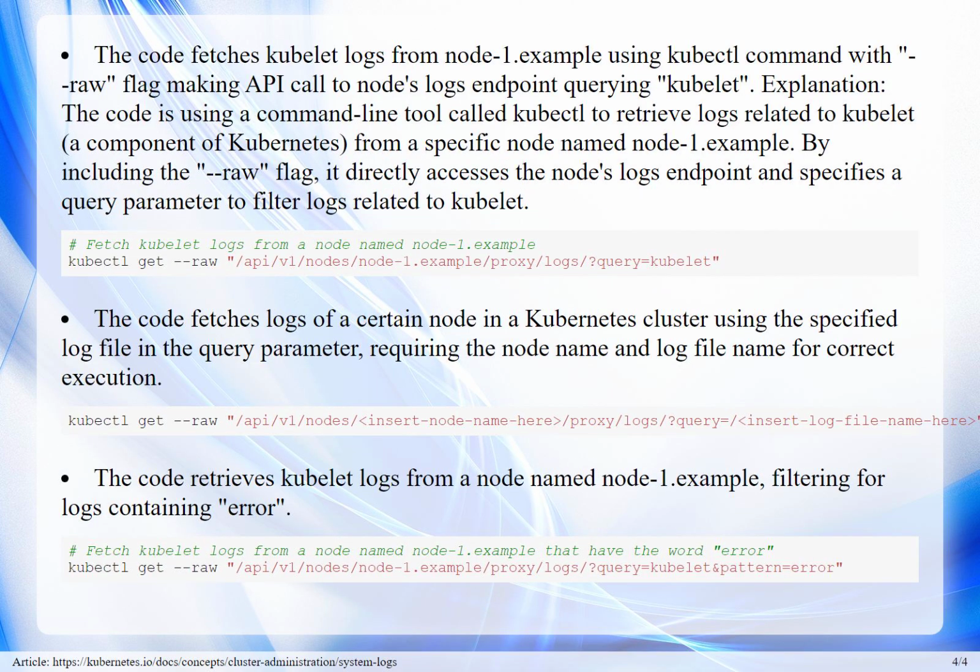The code fetches the kubelet logs from a node named node1. Example, filtering for logs that contain the word error.